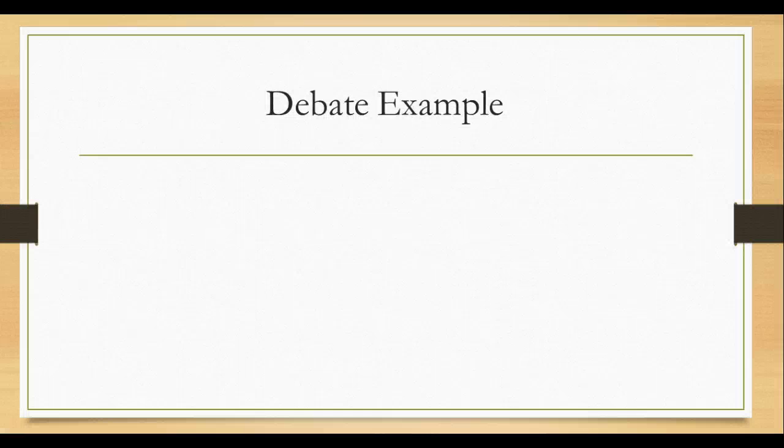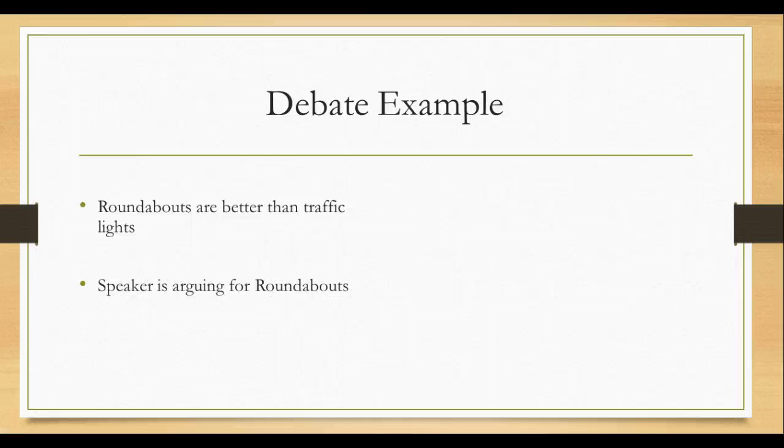Now what you're going to see in a second is an example of a short segment of cross-examination. The topic is roundabouts are better than traffic lights. This is coming from the Toronto Debate Society. The speaker is going to be arguing for roundabouts, so he's going to be finishing his case, and then we'll see someone come up and cross-examine him, and they are arguing for traffic lights.